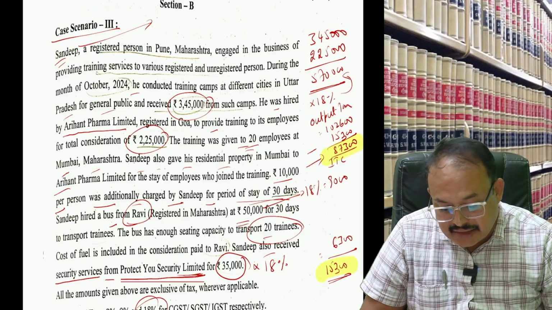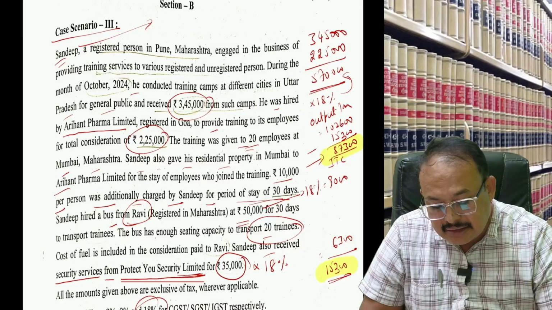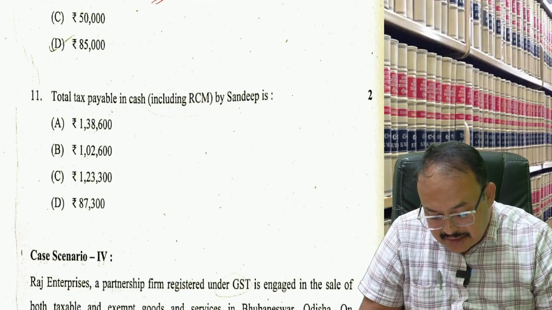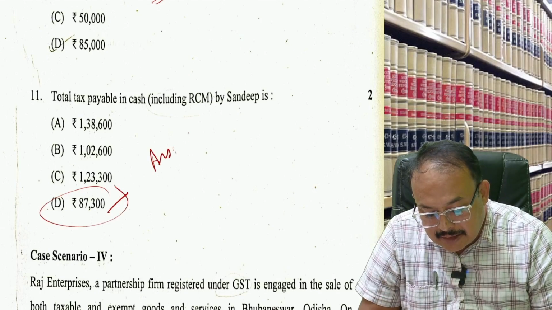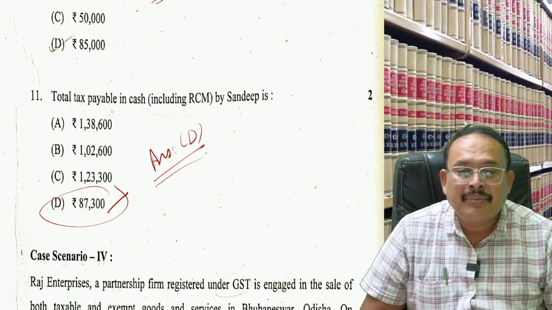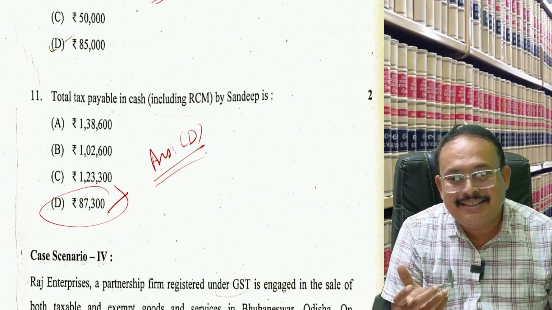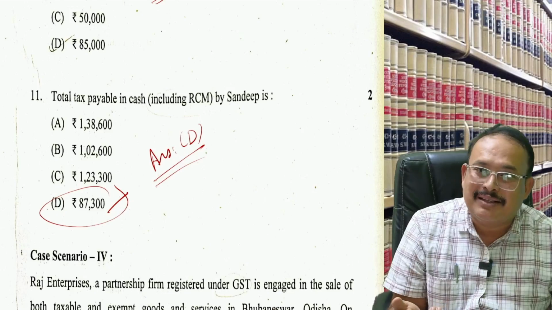87,300. If you refer here, 7,300. So the right answer here is D. The right answer here is D. As simple as that, my dear friends. We have referred to all these points in our regular class.